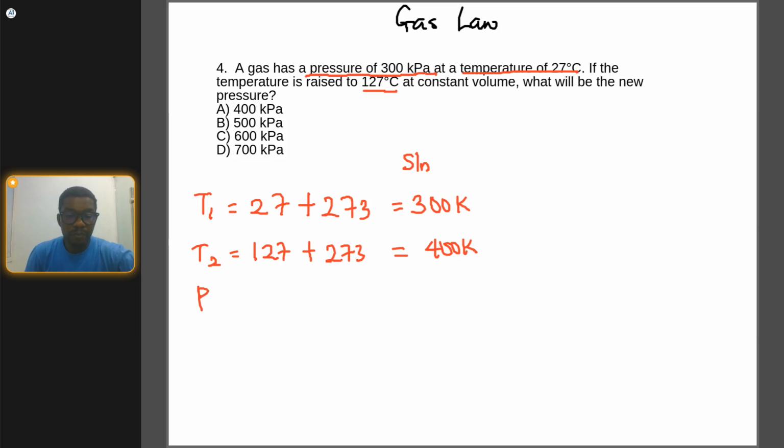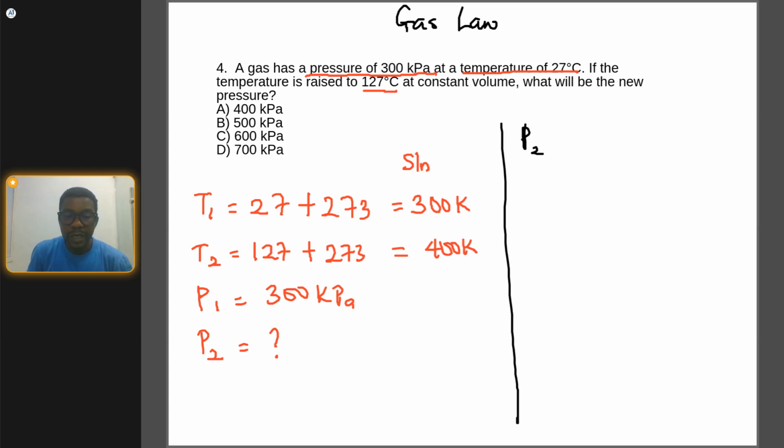So we have T1 and T2 already. And in the question, we are given P1 to be 300 kilopascal, and I'm asked to find the new pressure. Of course, the new pressure is P2, which is unknown. So we have to make P2 the subject of the formula, and for that we need to state the law.